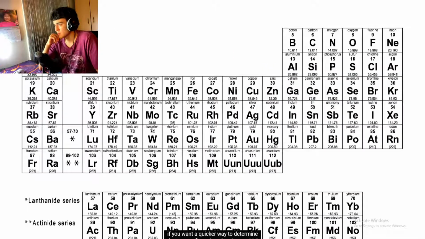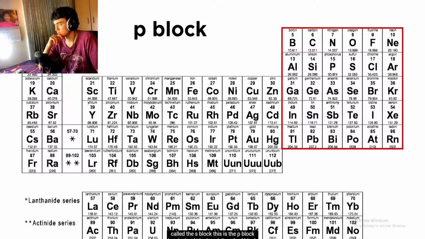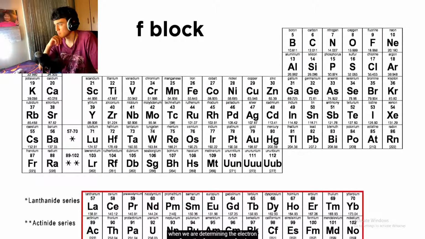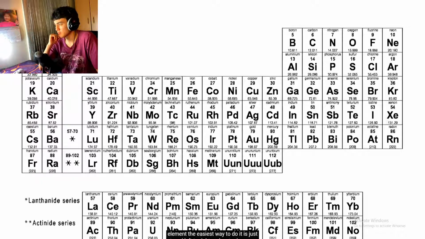If you want a quicker way to determine electron configurations, just know which areas of the periodic table correspond to which types of orbitals. This area is called the s block. This is the p block, here's the d block, and then the f block. When we are determining the electron configuration for an atom of a given element, the easiest way to do it is just travel left to right and up to down on the table until you get to the element, since each element has 1 more electron than the last.